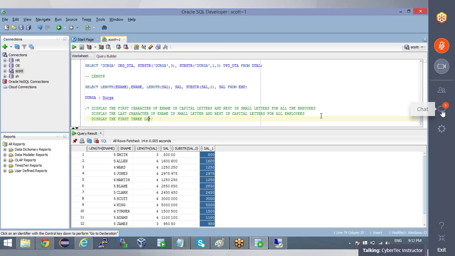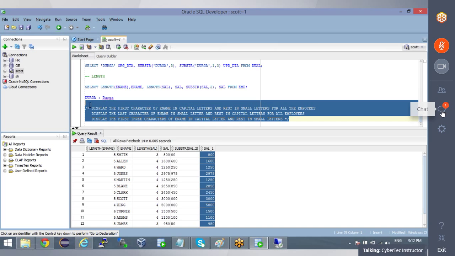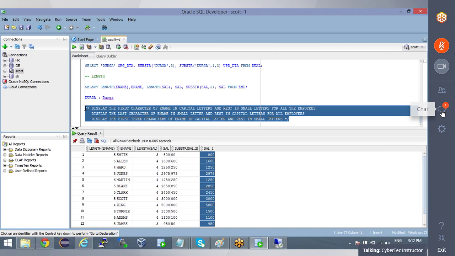Third: first three characters of ename in capital letters and the rest in small letters. So this is your assignment, and do not Google it. That is a wrong approach. Try to do it by yourself. That is the way you will learn the things in a much better way. Try to do it by yourself and get the things done.